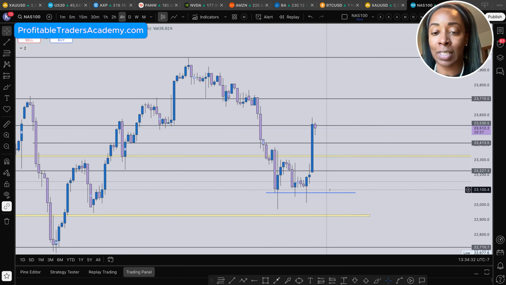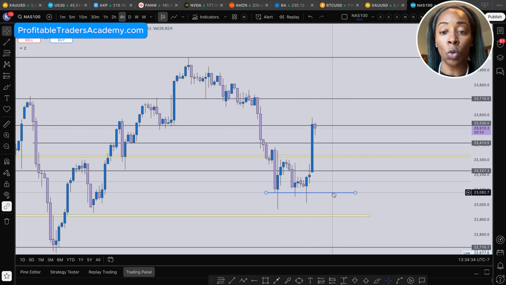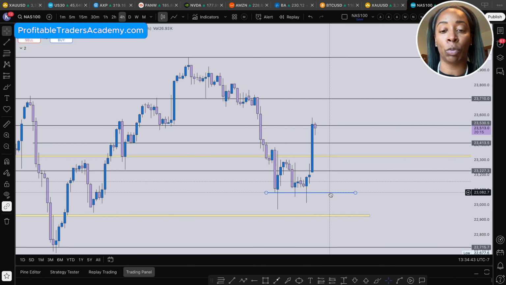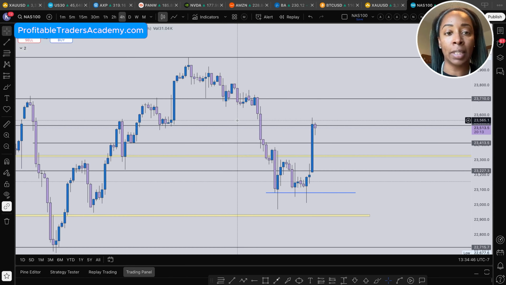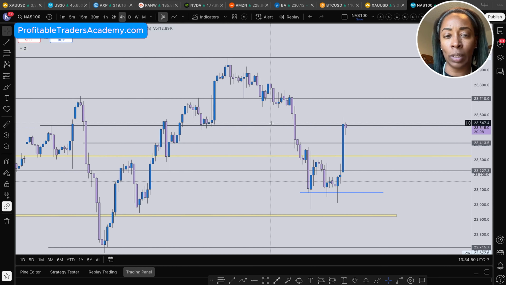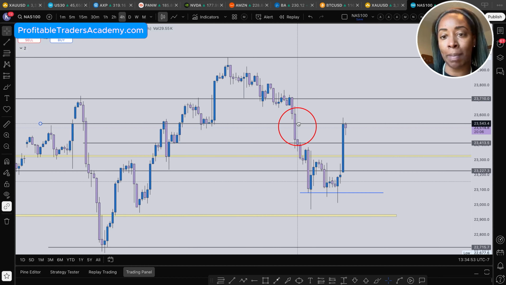So this level, as I talked about before, held, and I want to make sure that I mark it off. On this H4 time frame, this looks good here at 23,082. I may make refinements on lower time frames, but let's see what else we may want to adjust from last week. Actually nothing really at this point, except maybe I can push this up.